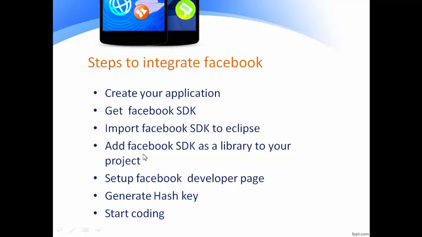After that, you have some extra steps other than what we used in map integration. Here you have to set up something on your Facebook developer page. We will see how to do that, and we have to generate the hash key. It is very much required, because with this hash key only Facebook will understand to which application it is providing the service. And as usual we have to go with coding. So let us start with our first step: let us create our application and integrate Facebook with it.